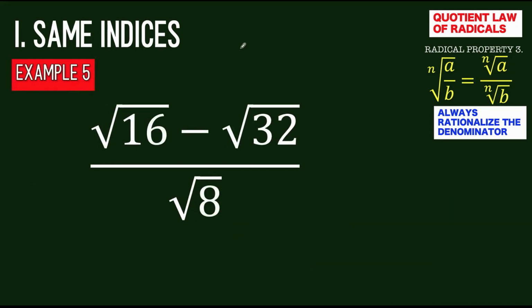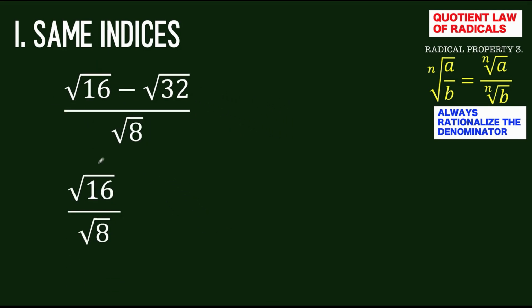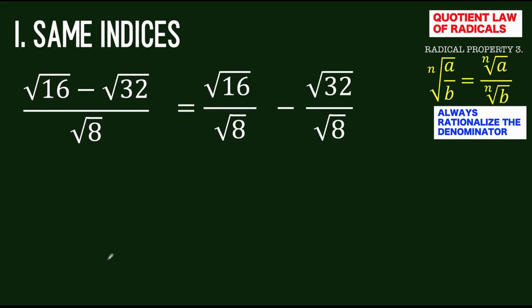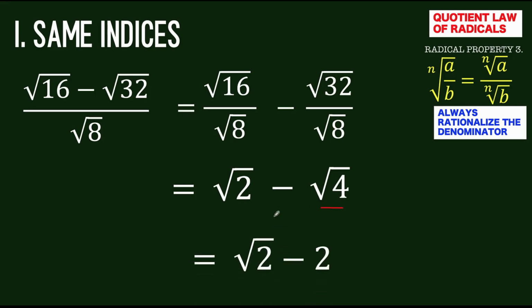Here's another problem. We now have a binomial divided by a monomial. In this case, we are going to divide each of the terms in the numerator by the monomial divisor. So this looks like this: square root of 16 divided by square root of 8 minus square root of 32 divided by square root of 8. Then you simplify term by term. Square root of 16 divided by square root of 8 can now be written as square root of 2 because 16 divided by 8 is 2. Their indices are the same, so you can divide 16 over 8. Now here, 32 divided by 8 is 4, so this is square root of 4. We know that the square root of 4 is equal to 2, so this can still be simplified as square root of 2 minus 2, and this is our answer.